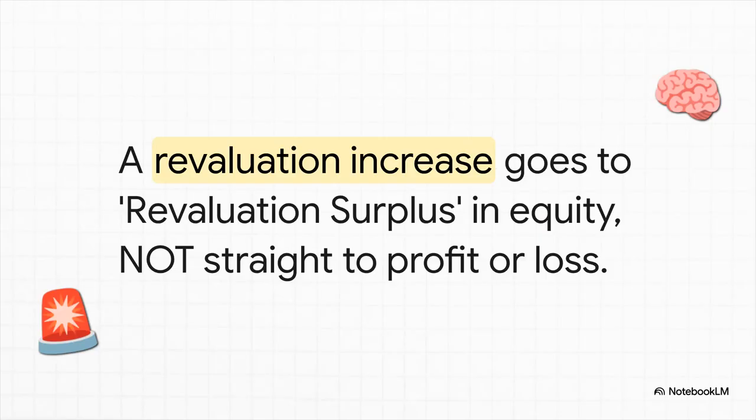So this next point is absolutely crucial. You need to burn this into your brain for the exam. If you choose the revaluation model and that factory's value goes up, that gain does not go to your income statement. I repeat, it does not hit your profit. Instead, it goes to other comprehensive income and gets parked in an equity account called revaluation surplus. Getting this right is a huge deal.